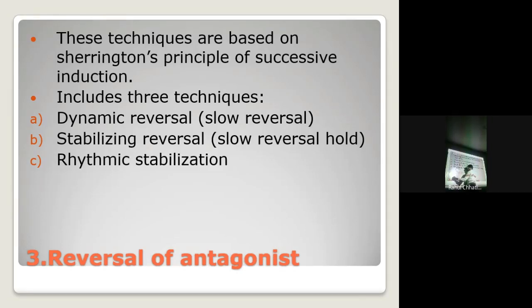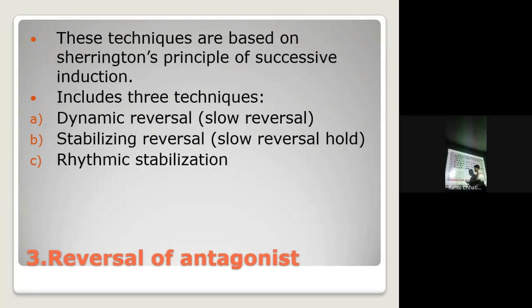And rhythmic stabilization allows no motion, or you can say isometric contraction. All the things that I am writing on the board, you will not be able to find in the books. So if preferable, do remember this. It is very important. Note it down if you can. So it is based on successive induction, and there are three subtypes: dynamic reversal, stabilization reversal, and rhythmic stabilization.